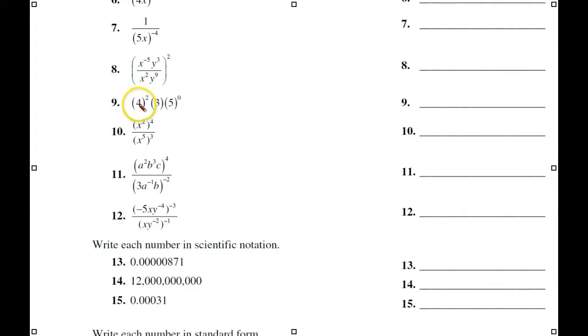Now, 4 to the second is 16 times 3 times, now 5 to the 0 power is 1. So this is going to be 48.